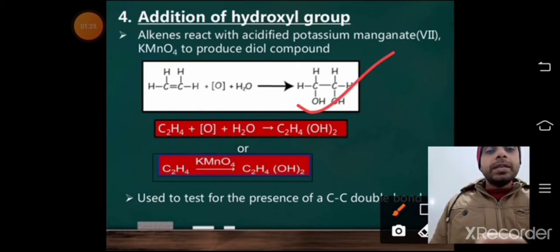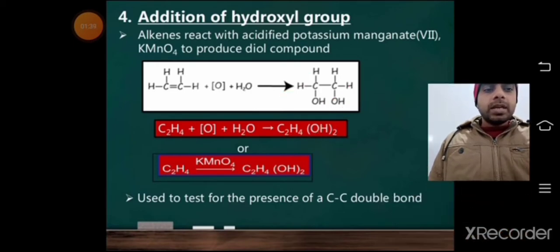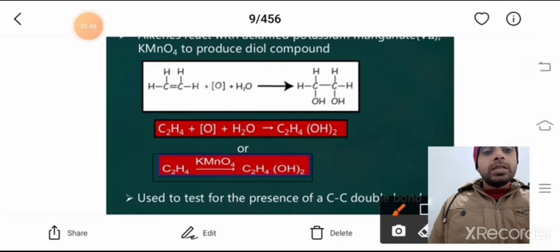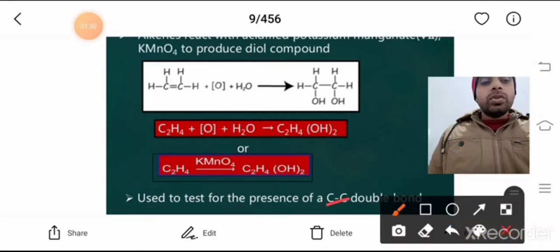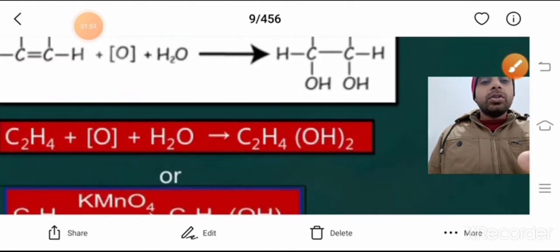Now you can see C2H4 plus nascent oxygen, and this is hydration we are adding, so we will get this kind of product. Both reactions are the same thing. This reaction is used to test for the presence of the C double bond C. So we have seen how the addition of hydroxyl group takes place.